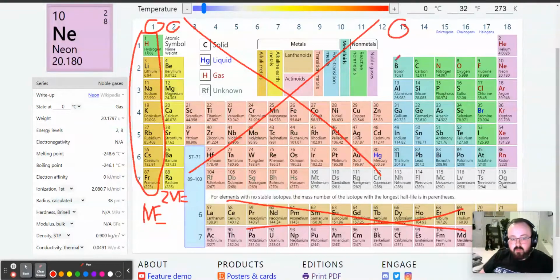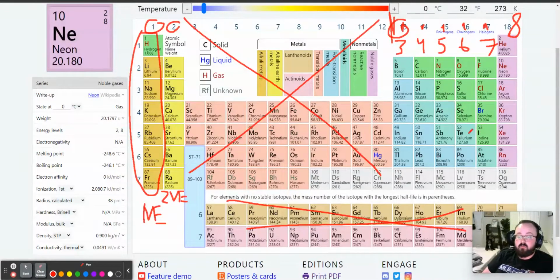Group 13: 3, 4, 5, 6, 7, 8. So once you get over to group 13, you just get rid of the 1. Goodbye 1. That's how many valence electrons there are. Very easy. Fluorine, 7. Chlorine, 7. Bromine, 7 valence electrons. Iodine, 7 valence electrons.